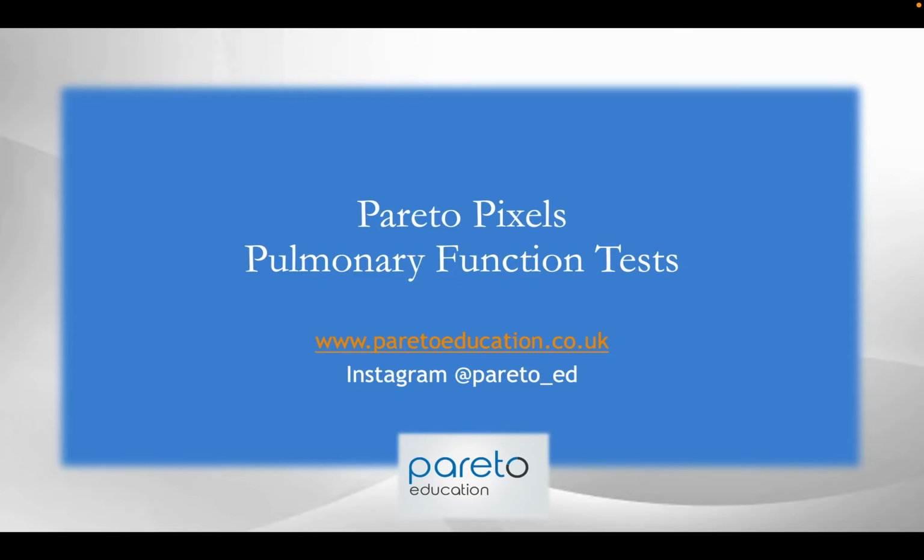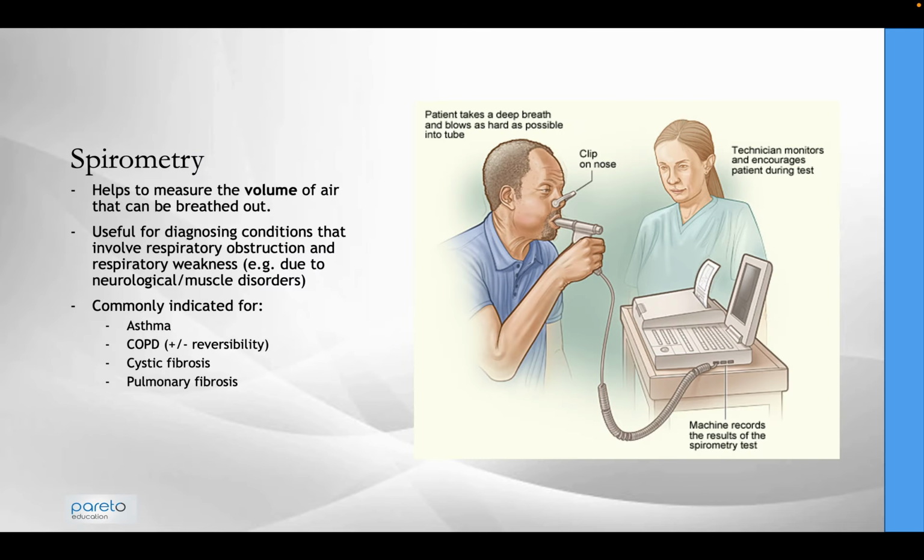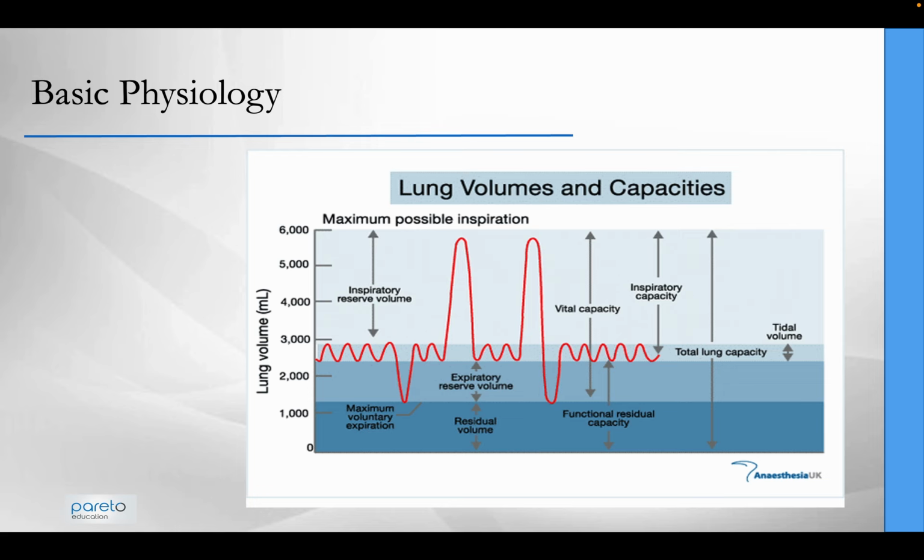Today we're going to be talking about pulmonary function tests. The mainstay of such tests is spirometry, which helps to measure the volume of air that can be breathed out in totality or even over a period of time, and is useful for diagnosing conditions and helping to differentiate between obstructive and restrictive patterns. So we're going to be talking about the actual pulmonary function diagrams, and we're going to start off with the first one here that forms the basis.